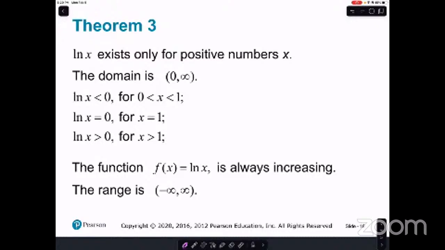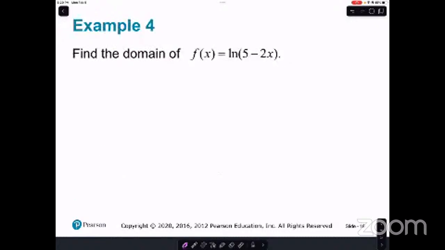Find the domain. In general for a log function, the domain is the set of positive real numbers. So in other words, the inside part, 5 minus 2x, has to be strictly greater than 0. We can't take the log of 0, nor can we take the log of a negative. Then if we solve, 5 is greater than 2x. Divide: 5 over 2 is greater than x.